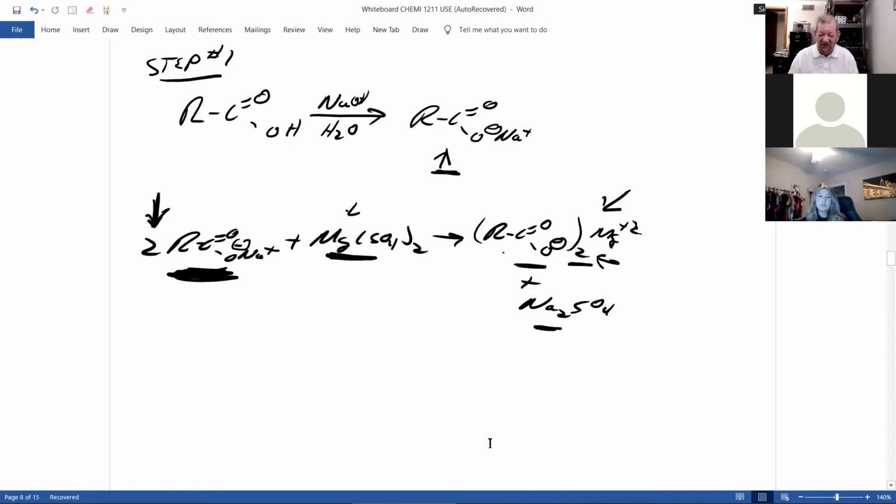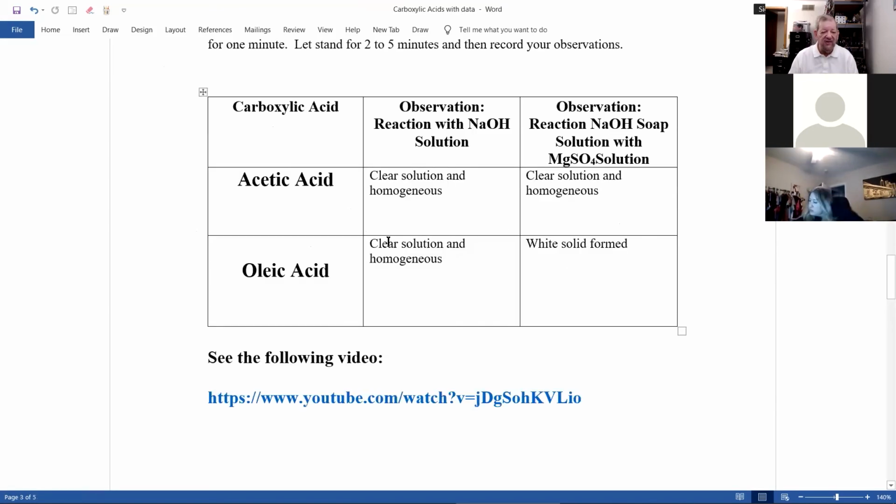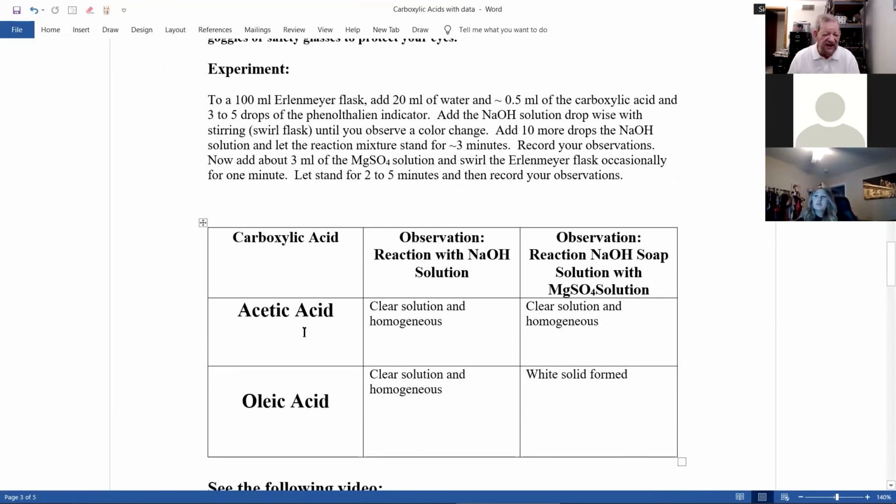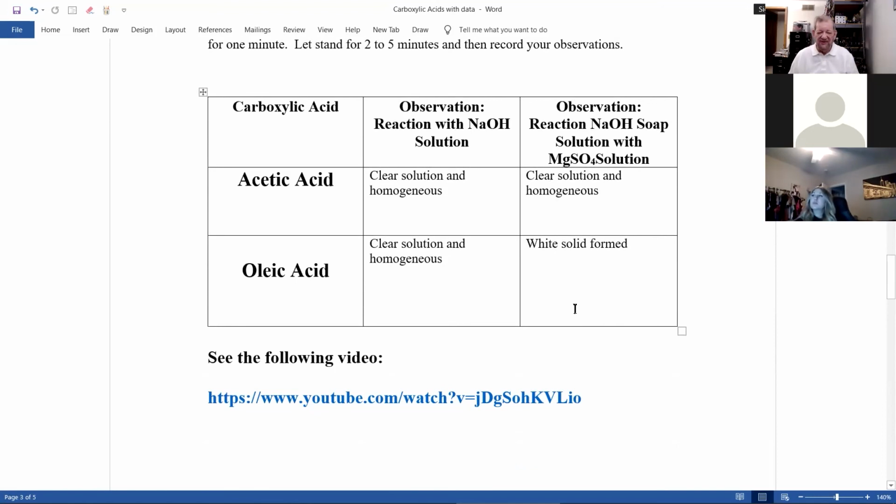All right, let's go back and look at this. Now, in here, you're going to react the oleic acid with sodium hydroxide, and you observe a clear homogeneous solution. And when you add the magnesium sulfate, it stays clear. It does react though. Students ask me, did this react or not? No, oleic acid, when you add sodium hydroxide, becomes clear. And when you react the second solution with magnesium sulfate, you get a white solid. And this one, let's play the video. I'm going to play the YouTube video for you.